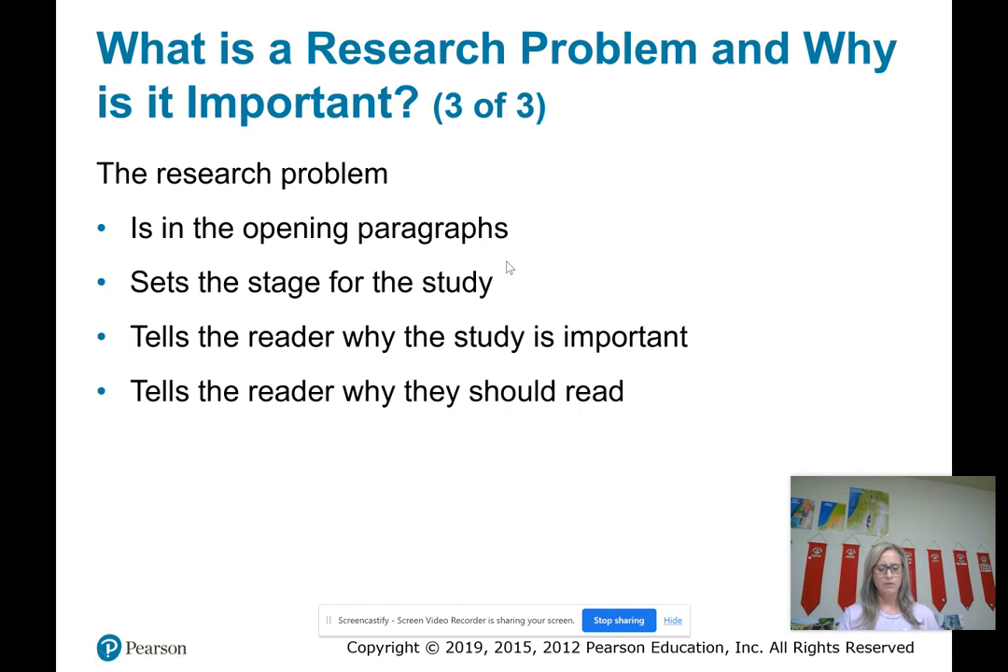Okay, so the problems are found in the introduction section of your study. They are included in the section titled Statement of the Problem. Okay? Specifying the research problem sets the focus of the entire study. Without the research problem, the reader wouldn't know why the study is relevant and why they should even read the study.